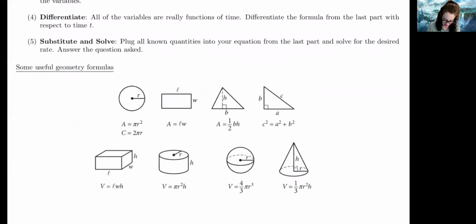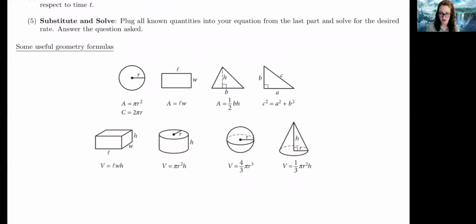One last thing here I've got is some useful geometry formulas. We've got the area and circumference of a circle, the area of a rectangle, area of a triangle, Pythagorean theorem, volume of a box, volume of a cylinder, volume of a sphere, and volume of a cone. I'm not saying that you'll need to use every single one of these. These are some formulas that appear pretty often.